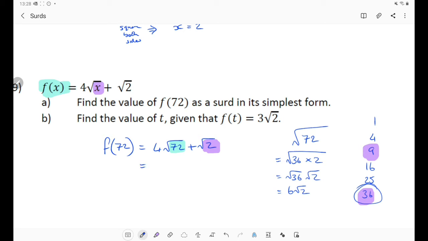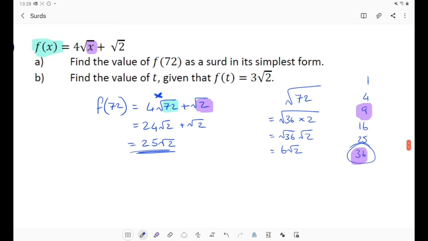Substitute it back in. Now remember, this is timesing. So we have 4 times 6 root 2, now. So 4 times 6, 24, root 2, and then we have plus root 2. You successfully found the value as a surd in its simplest form.